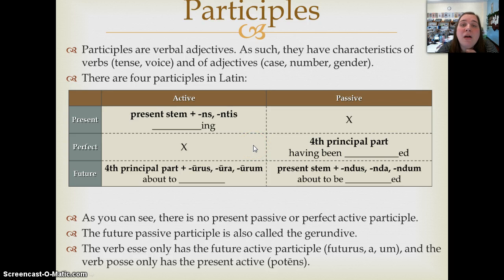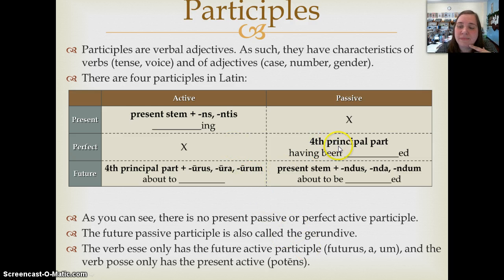So, once you know how many participles there are, you have to know how to form them. For the present active and future passive, you need your present stem. For the perfect passive and future active, you need your fourth principal part, okay? So, present active, you need your present stem plus the endings -ns in the nominative singular and -ntis in the genitive singular. And present active participles translate as somethinging, right? Blanking. Okay, so running, singing, walking, doing, speaking, any of those things, okay?